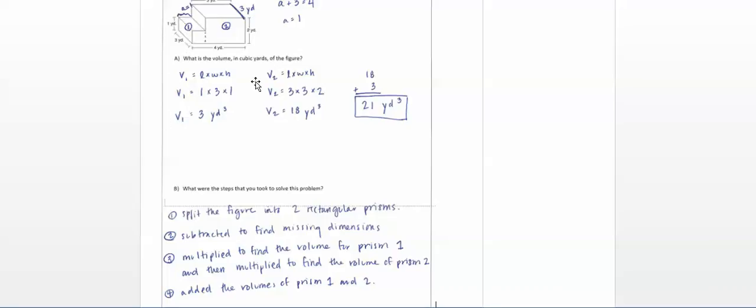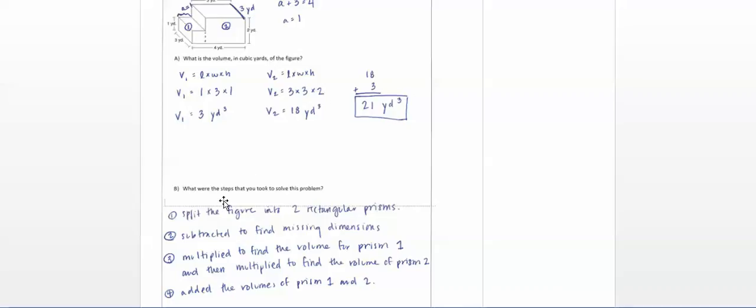So let's go ahead and find the volume of prism 1, and then we do the same thing for prism 2. Here, very similar to the work from day 94, the 3 yards, the width follows through the entire figure. It's the same width all the way through. And then what did we do? Well, we find the two volumes and then we add them together.